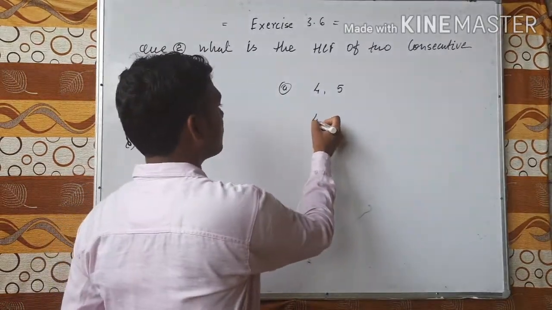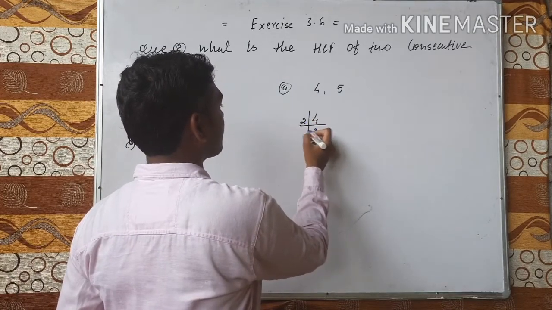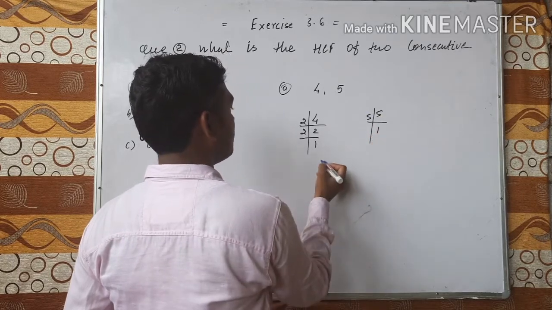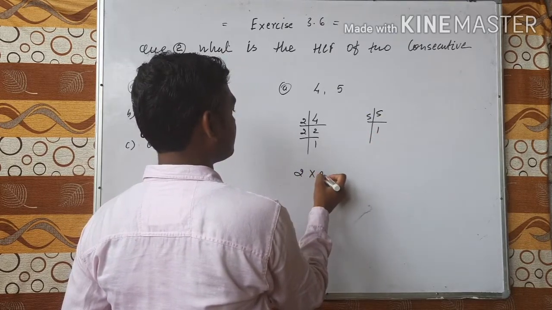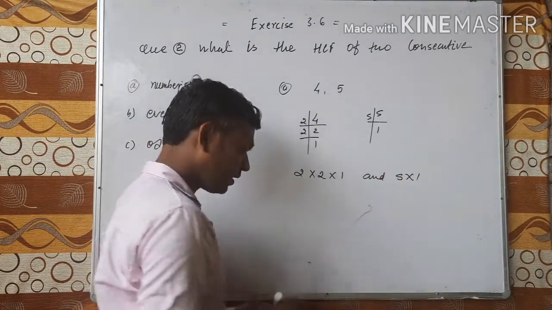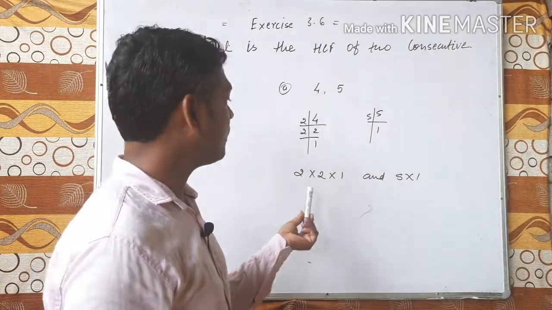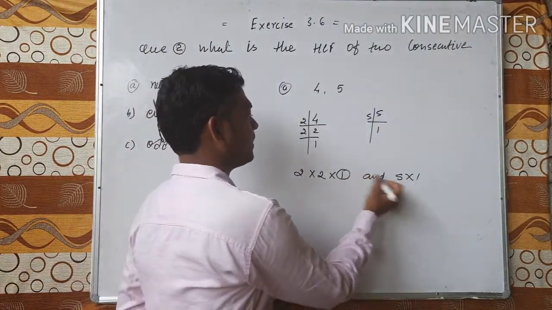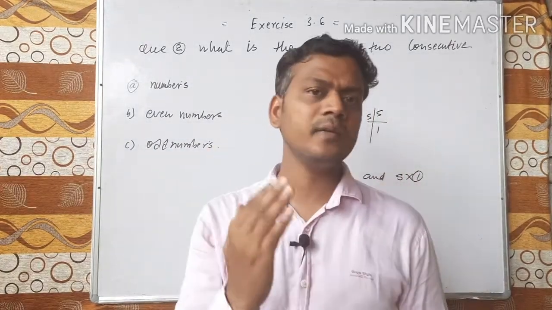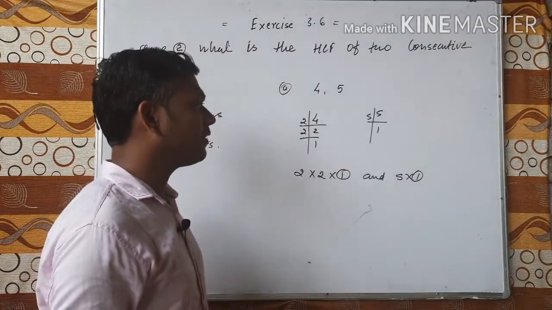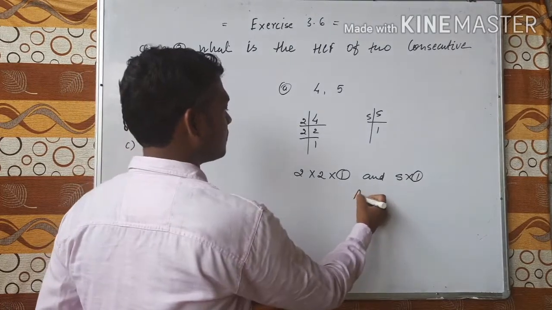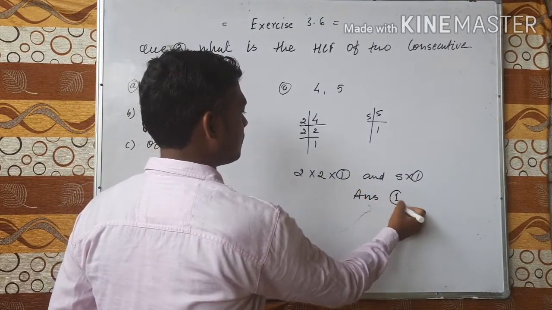So 4 is 2 and 2. Similarly for 5, 5 and 1. So what are the factors of 4 and 5? Okay, we pick the common numbers that are available, and these factors are 1 and 1 only. 1 is present in both, but 2 and 5 are not present. So we can say that 1 is the highest common factor of two consecutive numbers. So we can write here: answer is equal to 1.